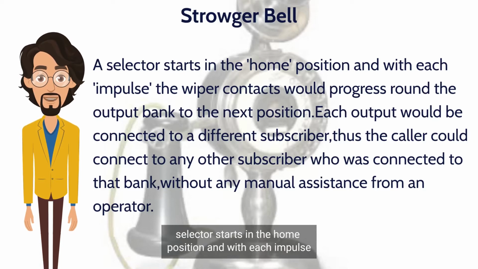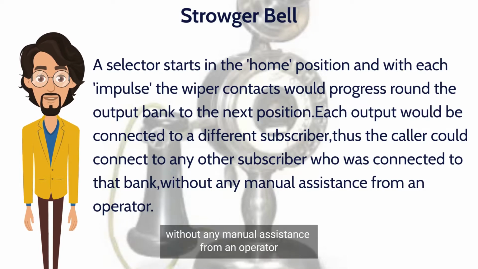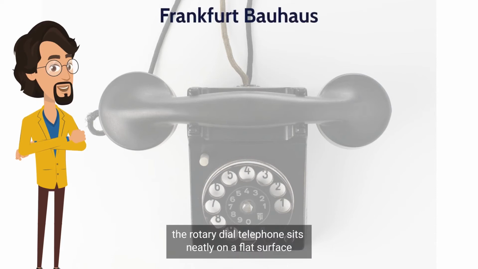A selector starts in the home position, and with each impulse the wiper contacts would progress round the output bank to the next position. Each output would be connected to a different subscriber. Thus the caller could connect to any other subscriber who was connected to that bank, without any manual assistance from an operator.